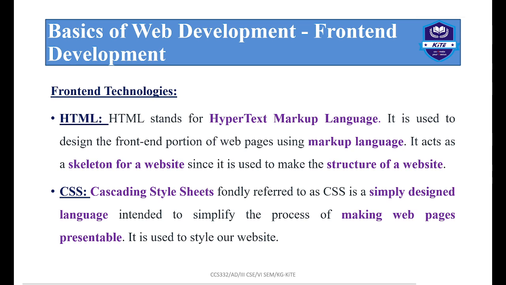HTML stands for hypertext markup language. It is used to design the front end portions of web pages using markup. This gives the structure of the web pages, that is the skeleton of a website. Next is CSS. CSS is referred to as cascading style sheets and it is simply a designing language that is used to make the web pages presentable. So it is used to style our websites.